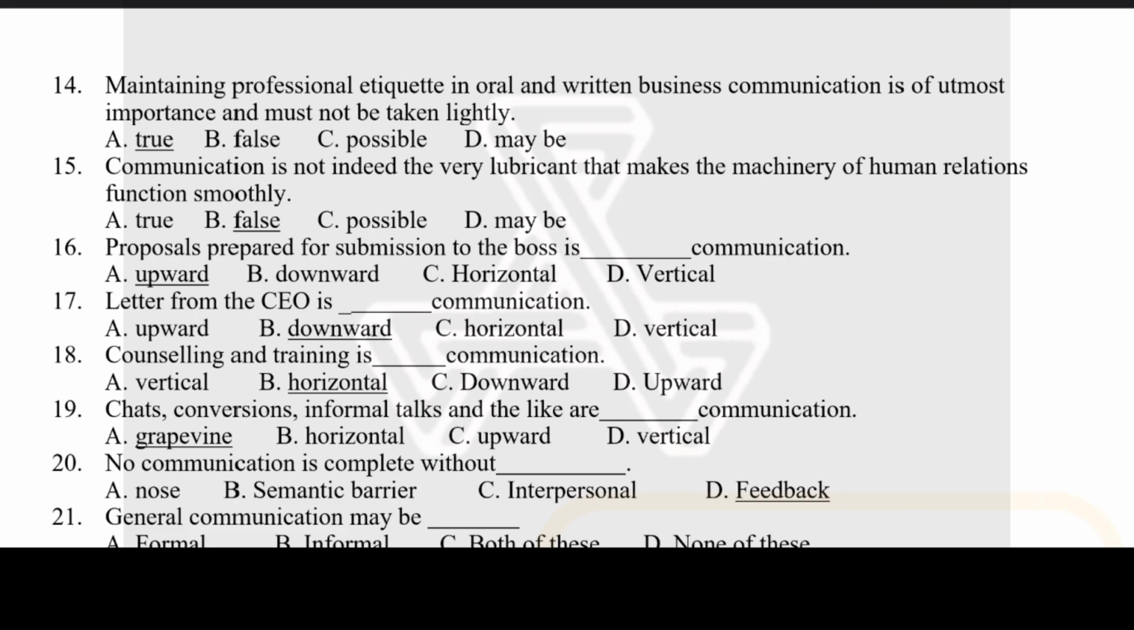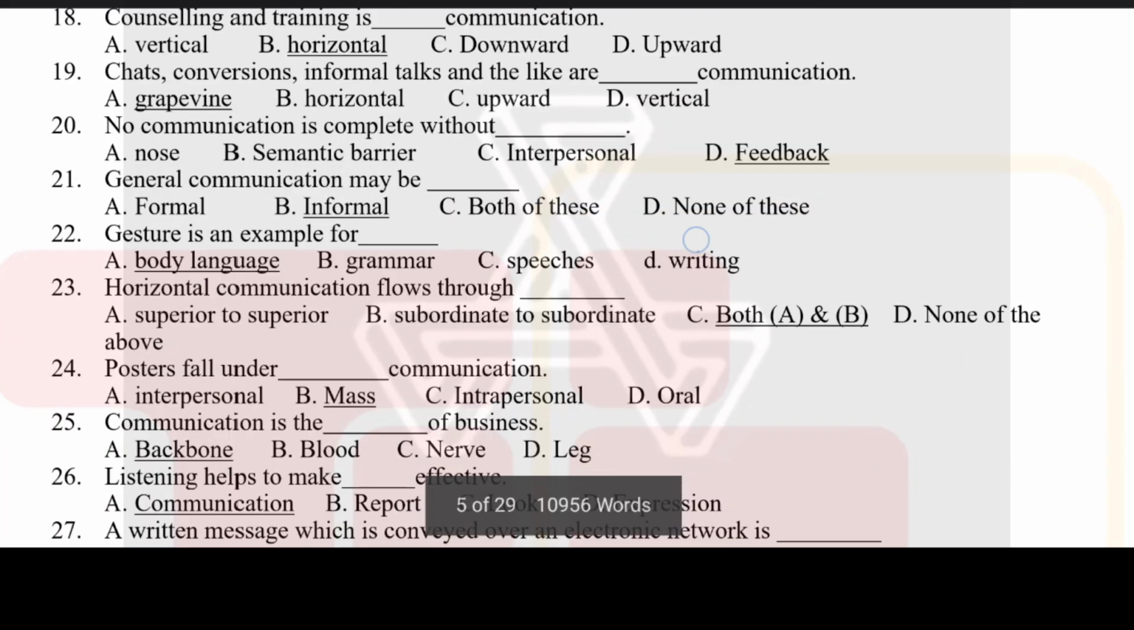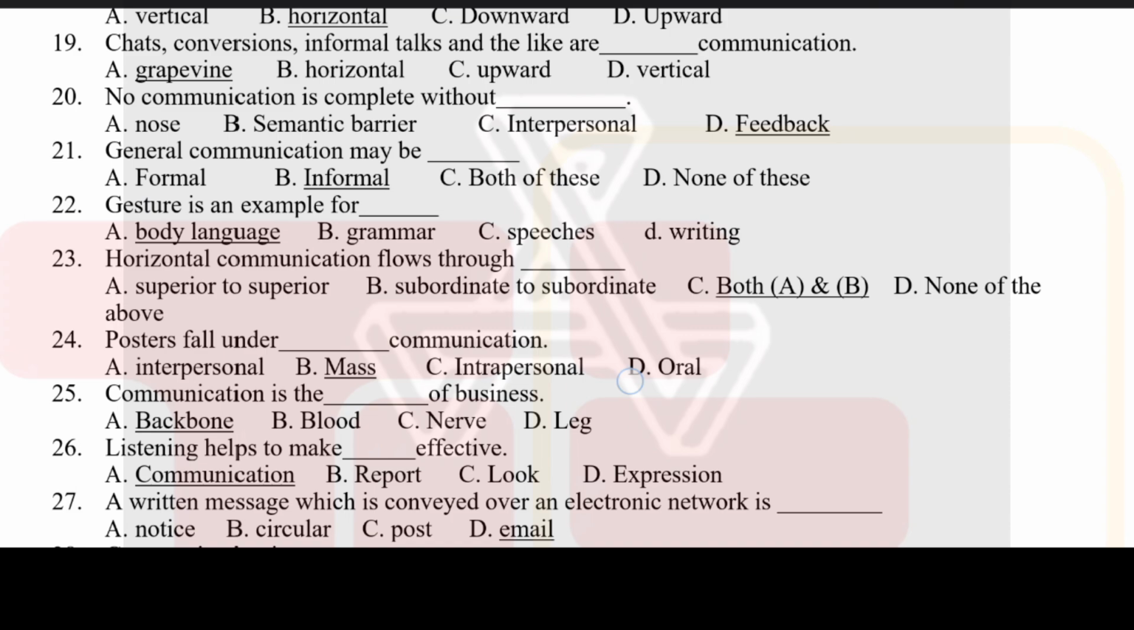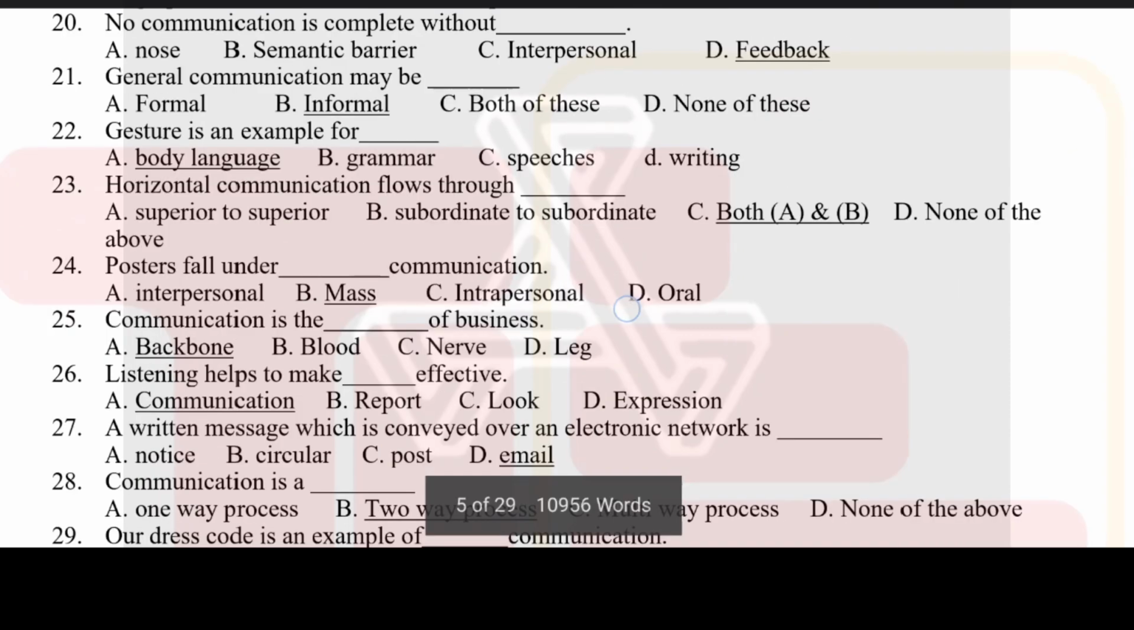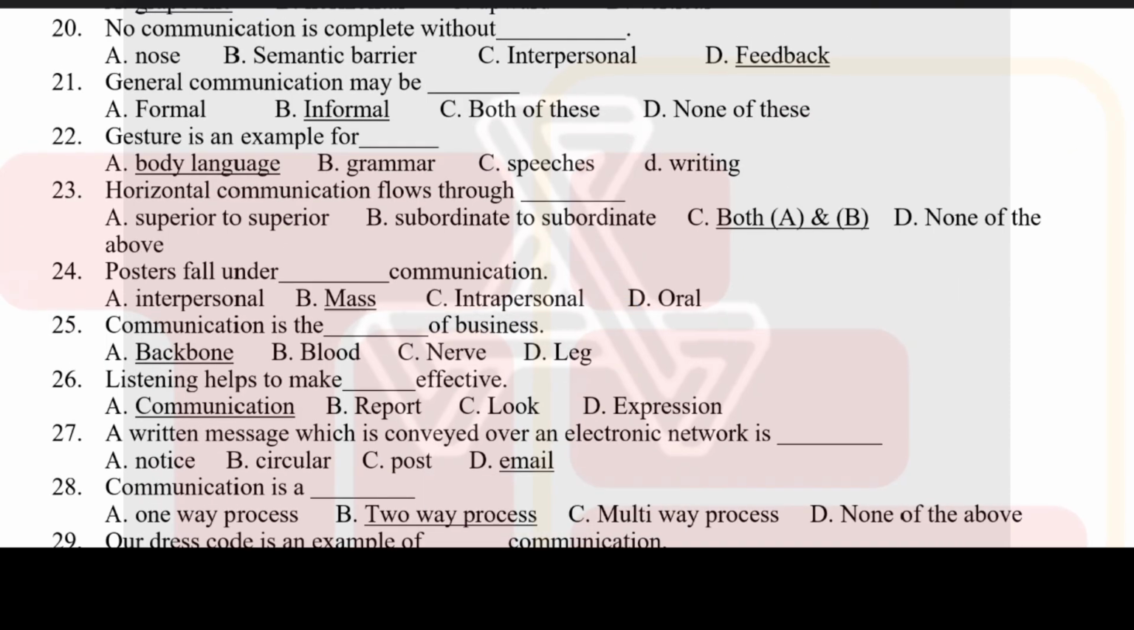Proposals prepared for submission to the boss is upward communication. Letter from the CEO is downward communication. Counseling and training is horizontal communication. Chats, conversations, informal talks, and the like are grapevine communication. No communication is complete without feedback. General communication may be informal. Gesture is an example for body language.